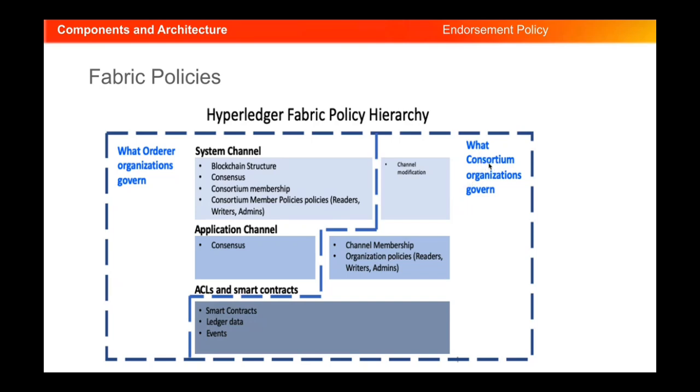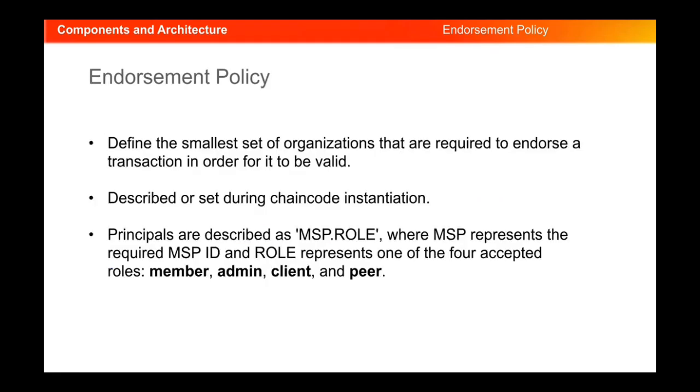And what are the things that come under the consortium organizations? Consortium organizations can govern the channel modification, channel membership, organization policies, smart contracts, ledger data, and events. For in-depth knowledge, again, please do subscribe to the system admin course in the Bootcamp. That is it for this lecture. In the next lecture, we're going to see what we mean by endorsement policies. So stay tuned.